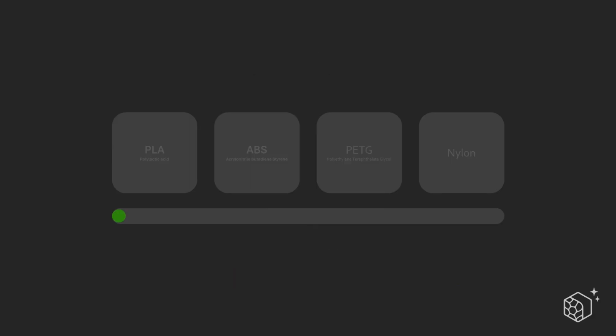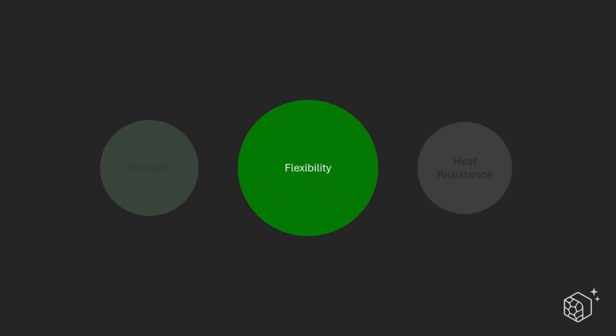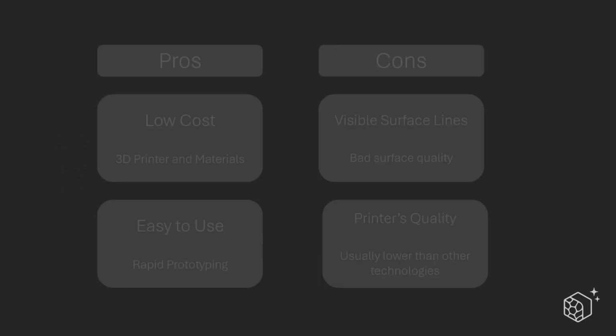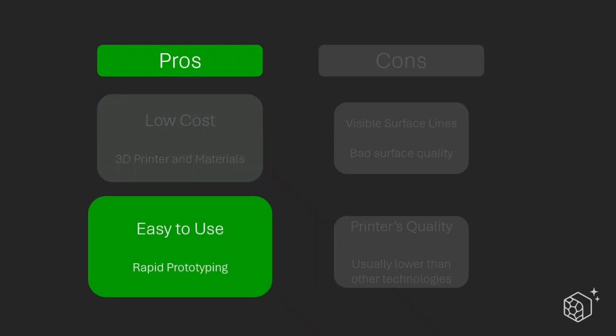The most common filaments used in FDM printing include PLA, ABS, PETG, and nylon, each offering different properties such as strength, flexibility, and heat resistance. One of the main advantages of FDM printing is its low cost. Both the printers and materials are relatively affordable. It is also easy to use, which makes it ideal for beginners and rapid prototyping.